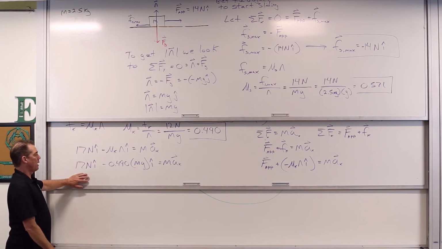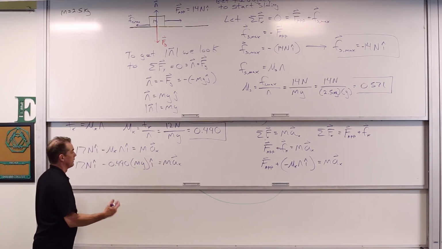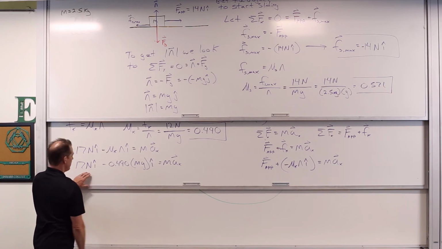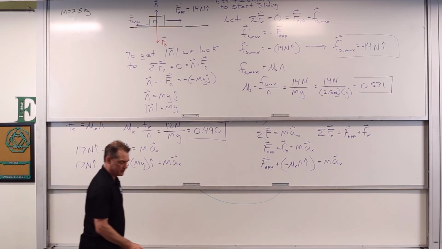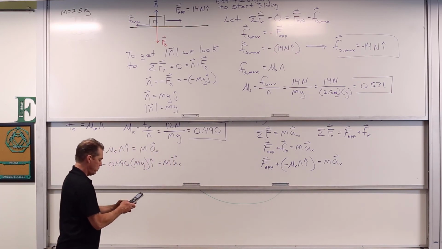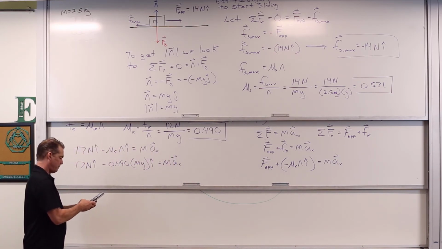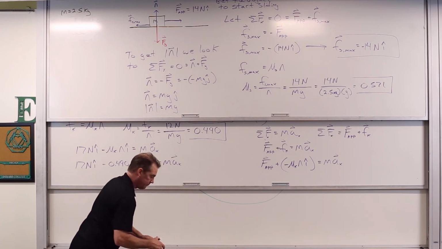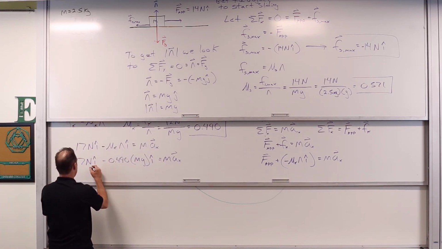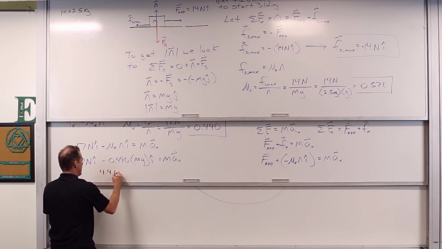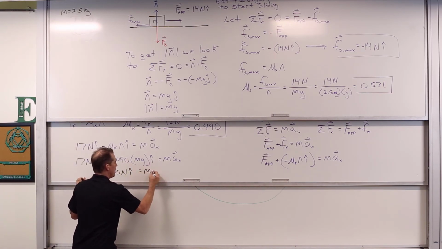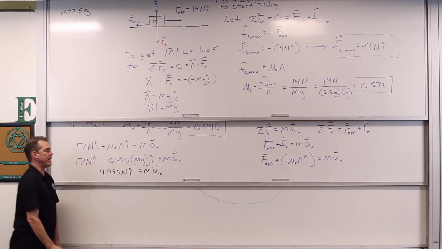So we could go ahead and quantify this out, and we'll divide it by m. So let's just do this part right here. 17 minus 0.49 times mg. So I'm going to go 17 minus 0.49 times 2.5 times 9.8. That's going to give us 4.995. So this part ends up being 4.995 newtons i-hat is equal to m a sub x i-hat.